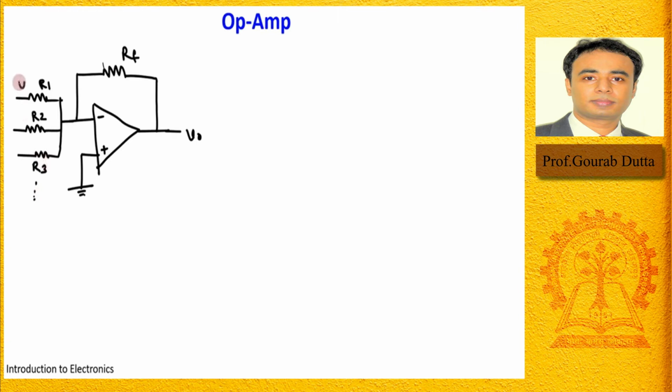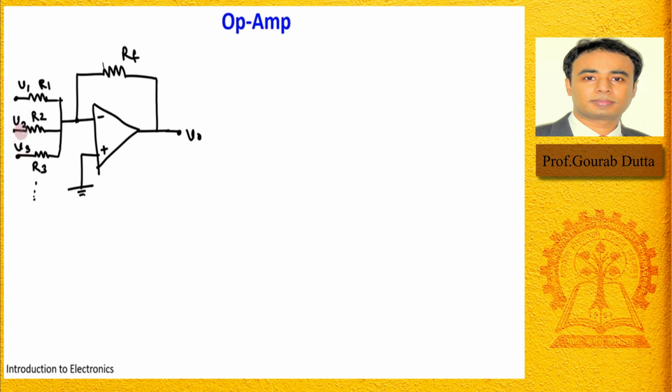So here the input supply voltages are V1, V2, and V3. These are the three input voltages, and R1, R2, R3, right? And this is ground. So in that case, can you find what will be the output voltage? How to approach? You have multiple input voltages, or multiple sources, connected.